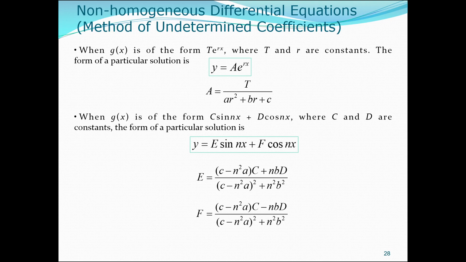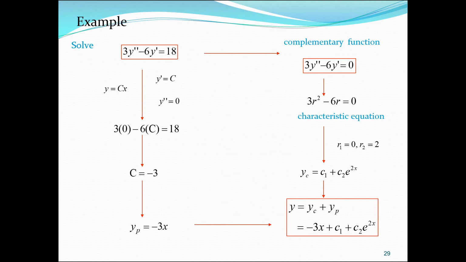Next, the next type is, suppose g of x is of the form t into e power rx. Here a equal to t divided by (a r square plus b r plus c), and the particular solution becomes y equal to e into sin nx plus f into cos nx. Here e equal to (c minus n square a) into c plus n b d, divided by (c minus n square a) the whole square plus n square b square, and f equal to (c minus n square a) into c minus n b d, divided by (c minus n square a) the whole square plus n square b square.